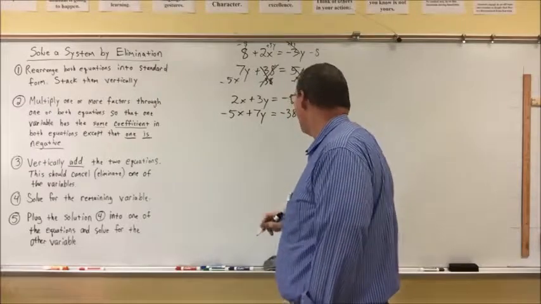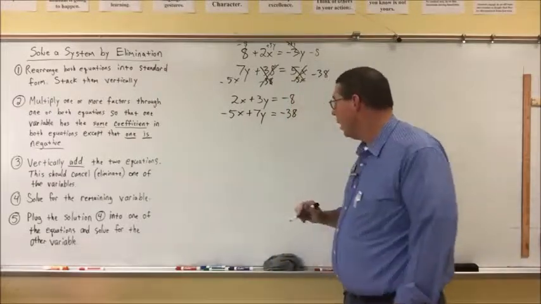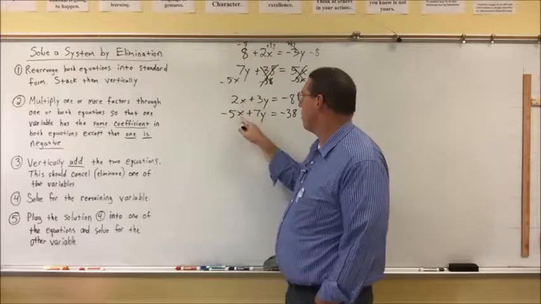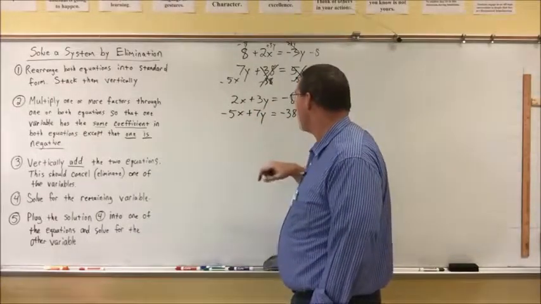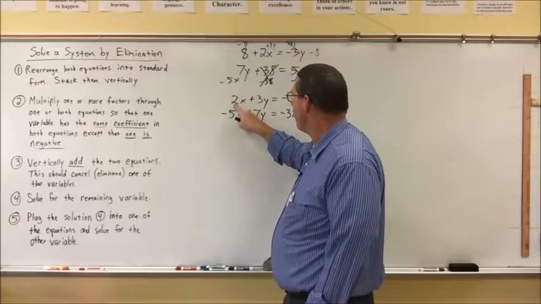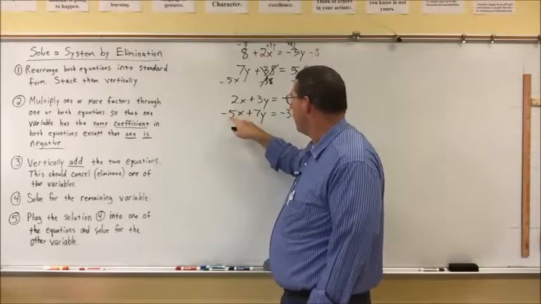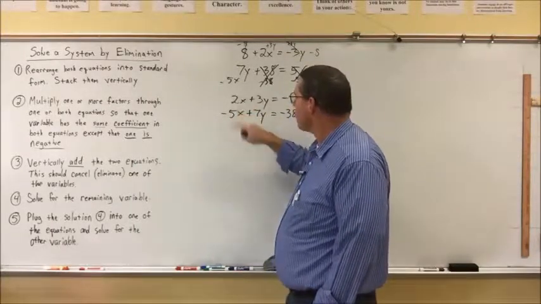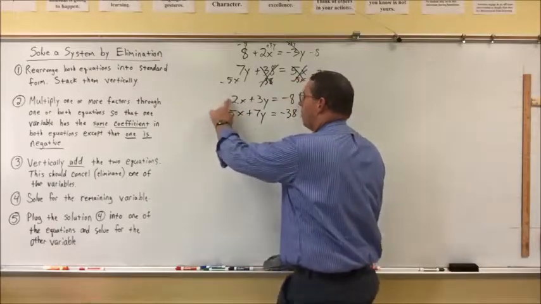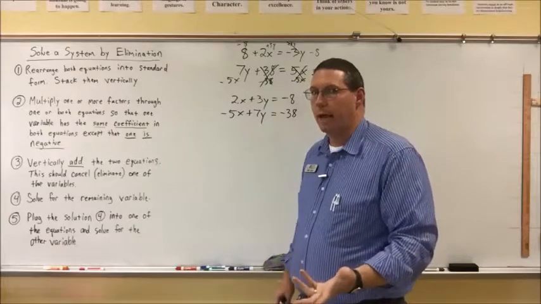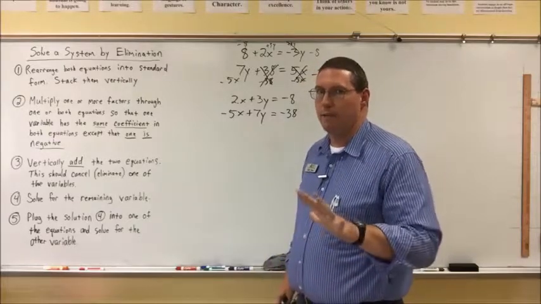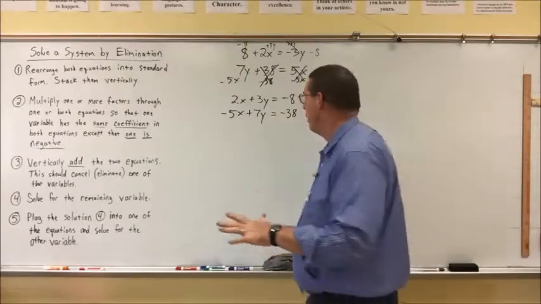Okay? Now, here I have a problem. I need the same number in front of both of the x's, or I need the same number in front of both of the y's. X has a 2 in front of it here, and it has a negative 5 in front of it here. And there is nothing that I can multiply by the 2 to make it a 5. Well, I could do it with a fraction, but that could become really problematic. I want to leave these in integers, okay?